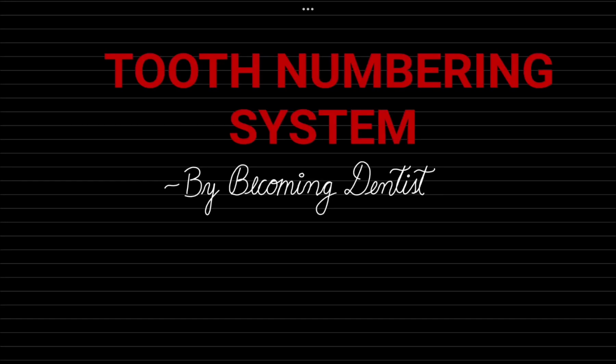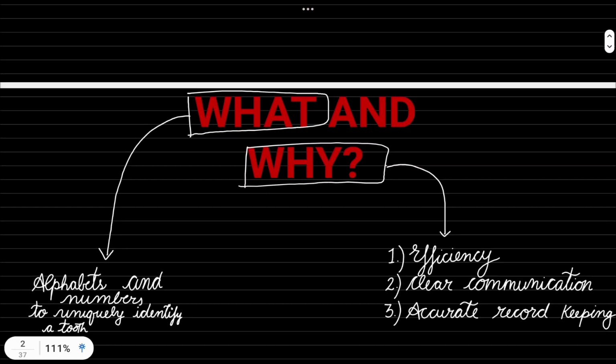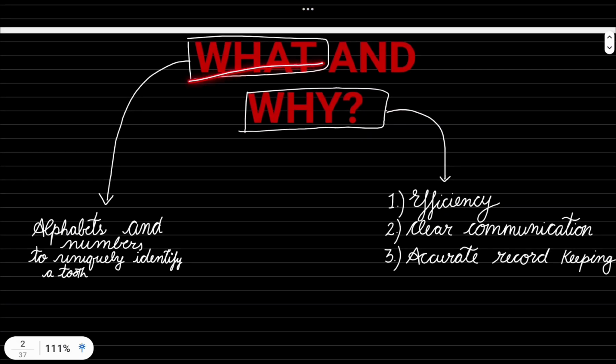Today we shall be covering the topic that is the tooth numbering system. So starting, what is the tooth numbering system? Now the tooth numbering system is a series or a sequence of alphabets or numbers which are used to uniquely identify a tooth. Now if we want to identify a tooth using this system, we can either give it a specific alphabet or a specific number to identify it.